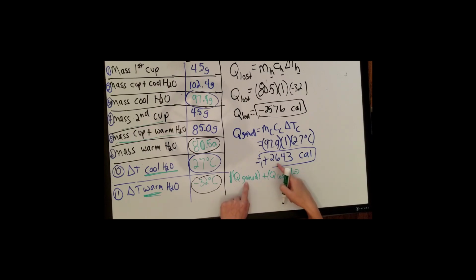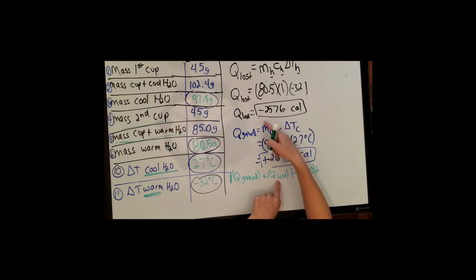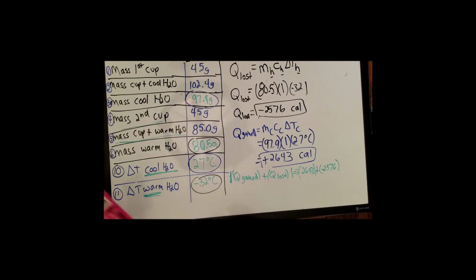If I take my gained, that's the 2643, and I add it to my lost, don't forget the negative sign, so negative 2576, I get a total of 67.3 calories. So overall, not very bad. They're very close in magnitude to each other.